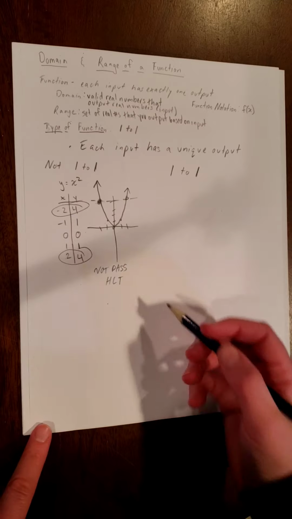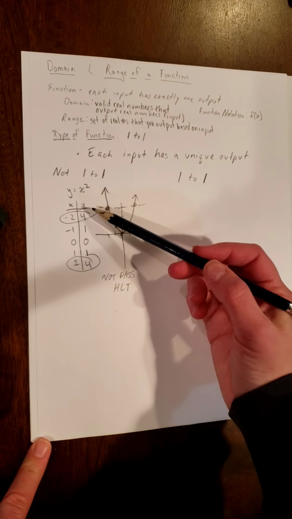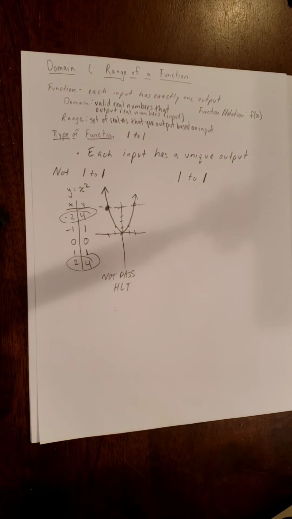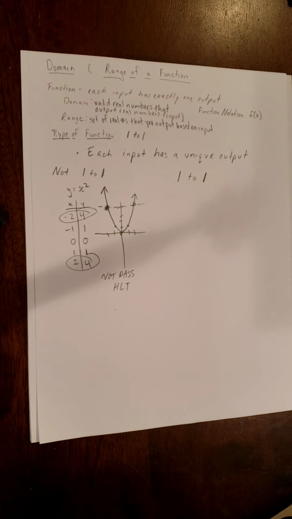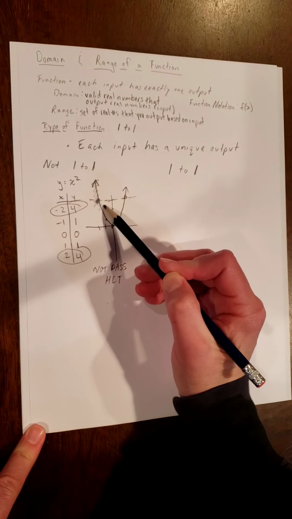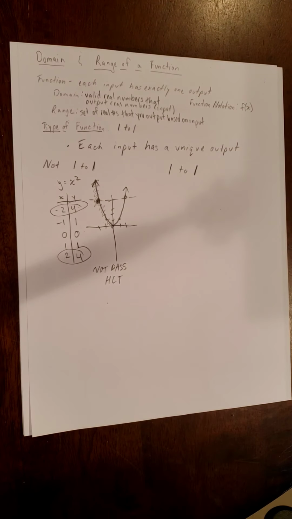Remember, for the inverse, if we flip the table of values, our input would be 4, and it would give us outputs of -2 and 2. So when we review inverse functions, we have to take away part of the domain so that it does pass the horizontal line test.